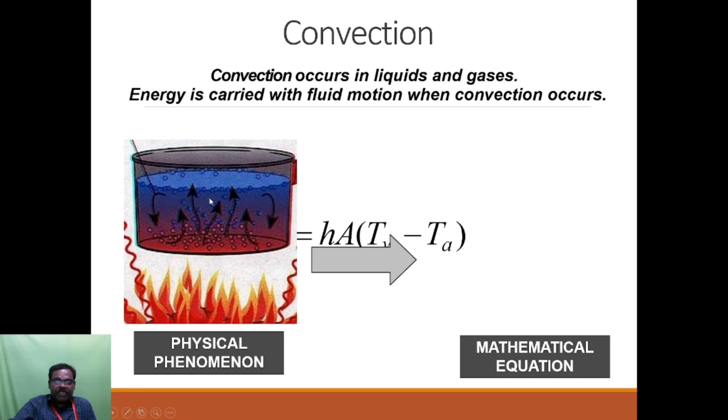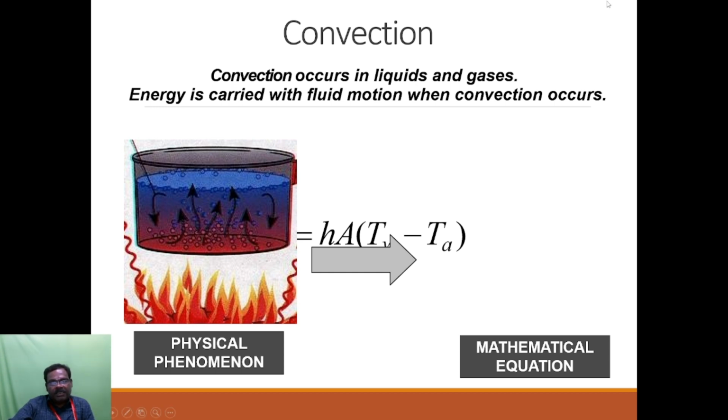So far we have studied conduction. What law is followed? Fourier law is followed: Q equals KA delta T divided by L. In conduction, you have conduction through a plane wall, composite wall, composite cylinder, composite sphere. Now convection.